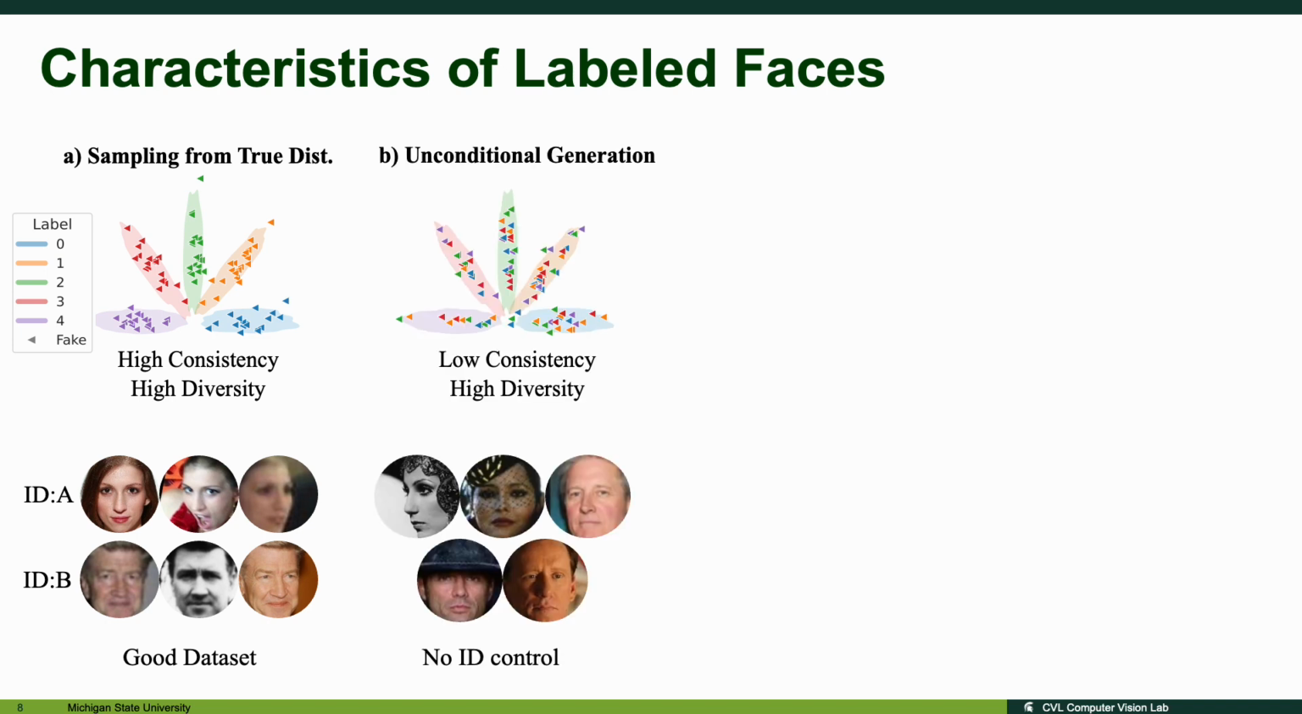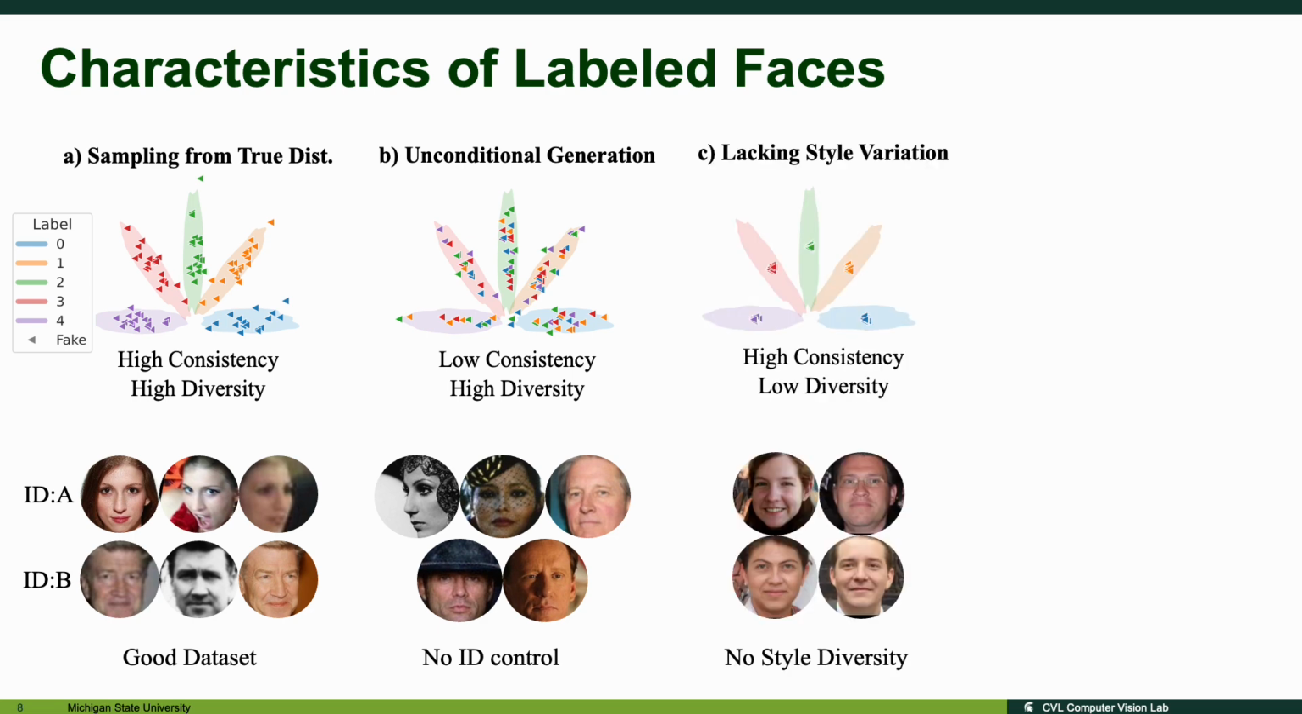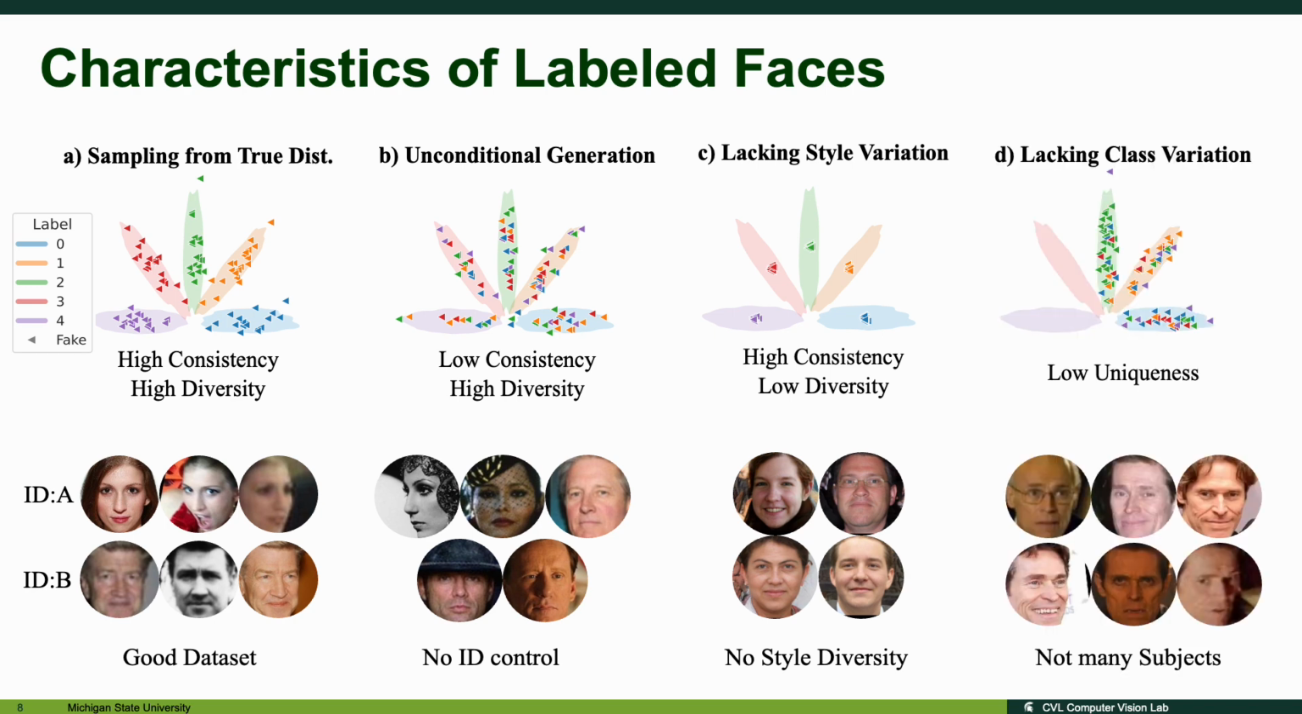When face images are generated using an unconditional generator, control over the subject ID is lost, resulting in label inconsistency. Previous methods like GAN-based generators can attain high label consistency. However, these models often struggle to produce diverse styles of images comparable to those found in real datasets. Moreover, a high-quality dataset should also contain numerous unique subjects. We propose a dataset generation scheme that can effectively control label consistency, diversity, and number of subjects.